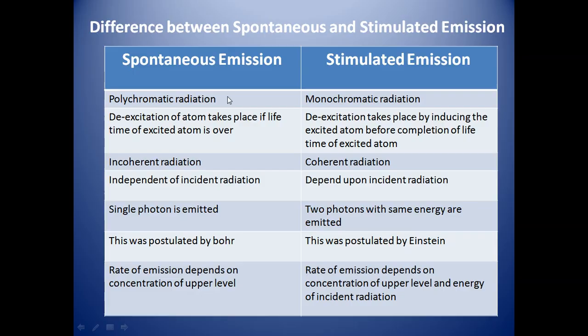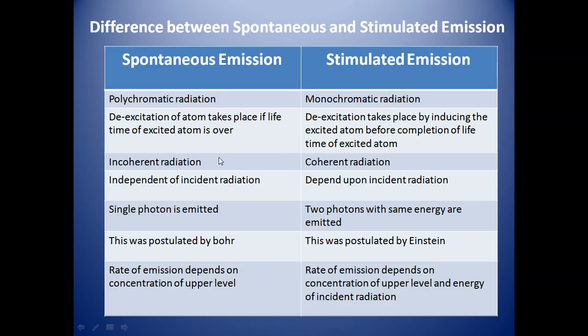Spontaneous emission is a polychromatic radiation. You have the photon moving randomly. But what is happening in stimulated emission? The photon is moving in the direction of the incident photon. So it is a monochromatic radiation. Here, the de-excitation of the atom has taken place because the lifetime of the excited atom was over. But here, before the lifetime is completed, we gave some energy to it. We have infused energy into the excited atom, because of which it undergoes de-excitation.